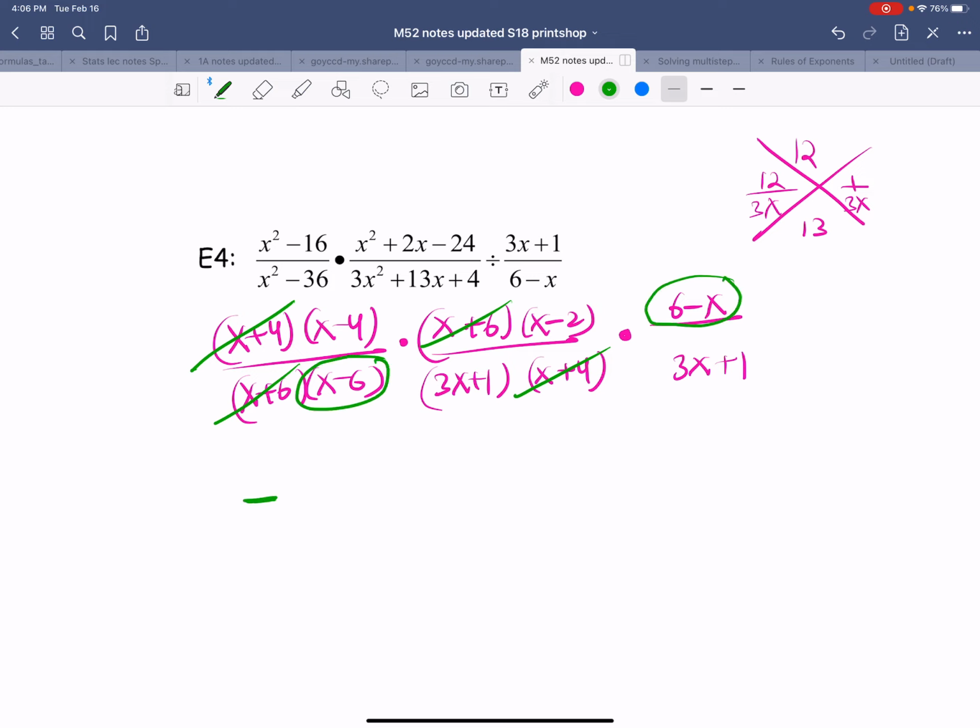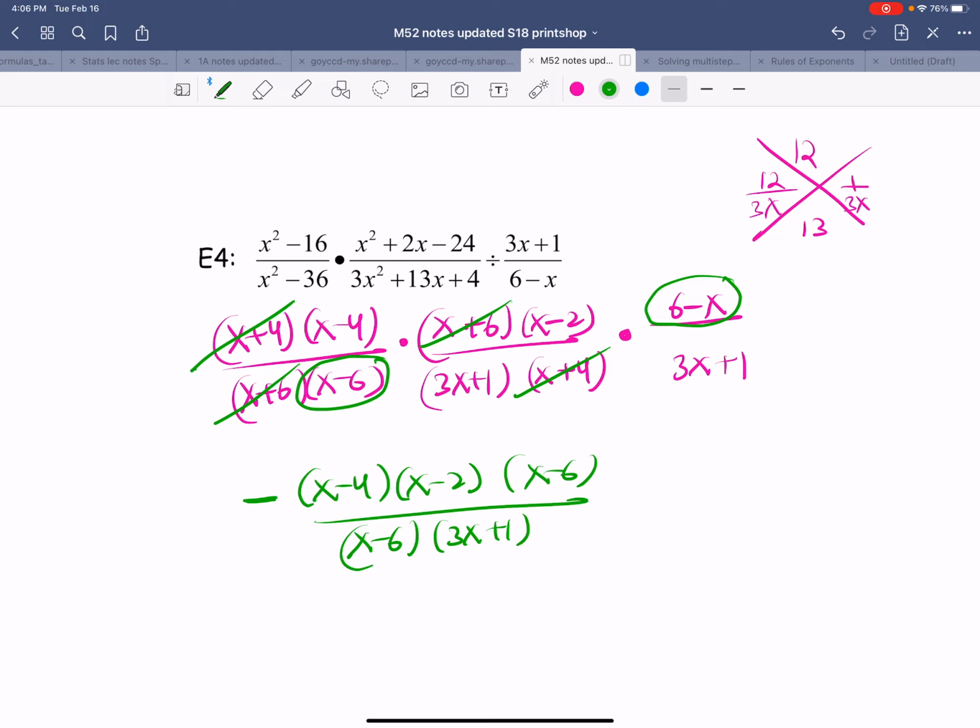So if I pull out a negative 1 from 6 minus x, I can write it as x minus 6. And I do have x minus 6 in the denominator as well. 3x plus 1 and another 3x plus 1. Okay, let's go ahead and cancel the x minus 6 and x minus 6. And lastly, we are left with x minus 4 times x minus 2 and 3x plus 1 times 3x plus 1.